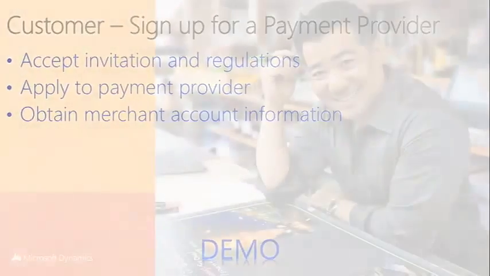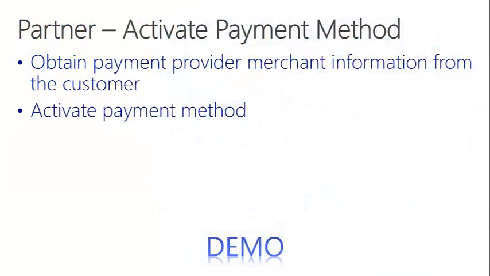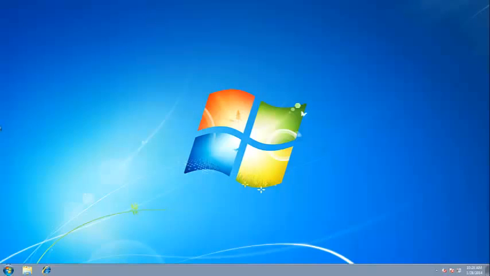So this brings us to our next step, which is activating the payment method. Once again, this step can only be performed by the partner, and this is the partner that is associated to the customer, not just any partner. They need to be granted access by the customer to have access to that payment service. So once the partner obtains the merchant information about that payment provider merchant account, they will go ahead and activate that payment method. All right, so let's go ahead and take a look at that demo.